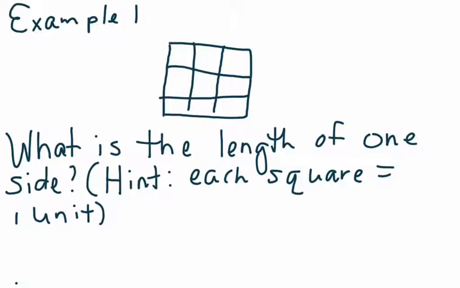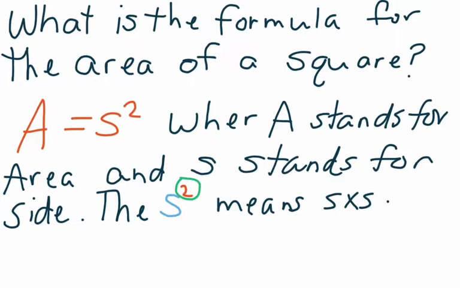So how many squares make up one side of this particular square? We're going to go back to that in a minute. But we're going to take a couple seconds to review. What is the formula for the area of a square?